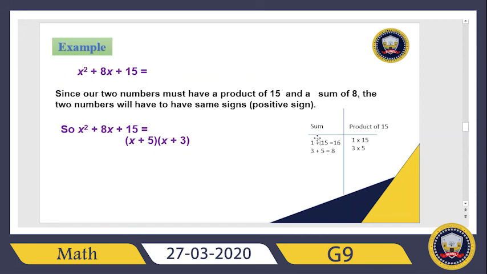Then I will go back to my problem. Check the second term and its value. It's 8. So I will check what are the 2 factors that, when I added them together, the answer was 8. 3 and 5. So the answer here, I will put 3 and 5 or 5 and 3. It doesn't matter. So the answer will be 2 brackets, x plus 5 and x plus 3.